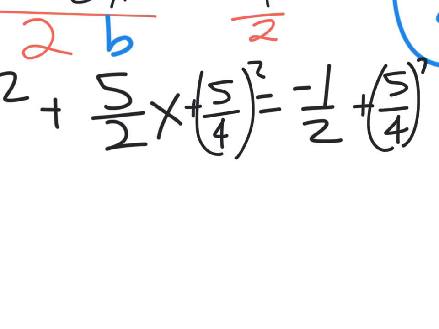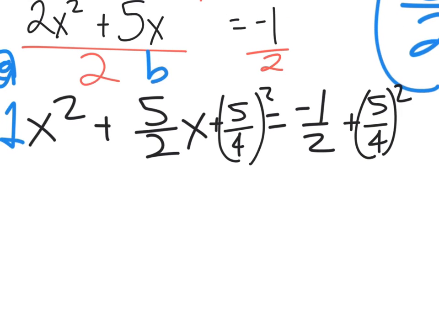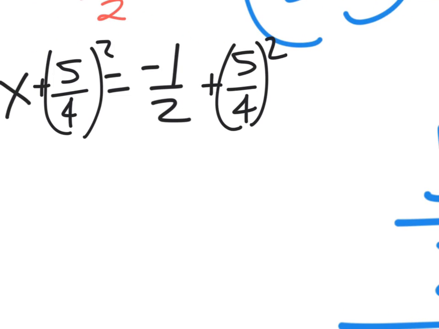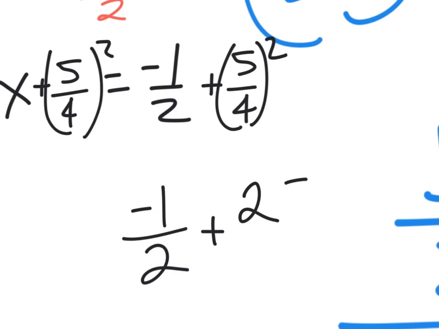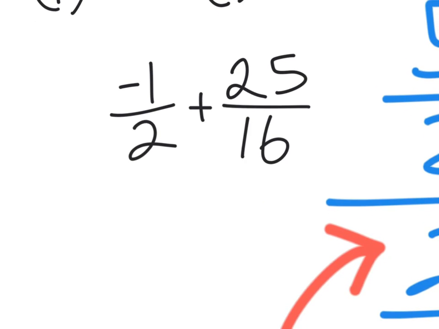5/4 squared. Beautiful. All right, and so what we can do now is simplify if we're looking at the right side. So I know that we're going to be applying this power to both the numerator and the denominator. So let's bring this down. So it's going to be -1/2 plus 5 times itself, or 5 raised to the power of 2, is going to be what? 25. And 4, the denominator, times 4, or 4 raised to the power of 2, is going to be 16.